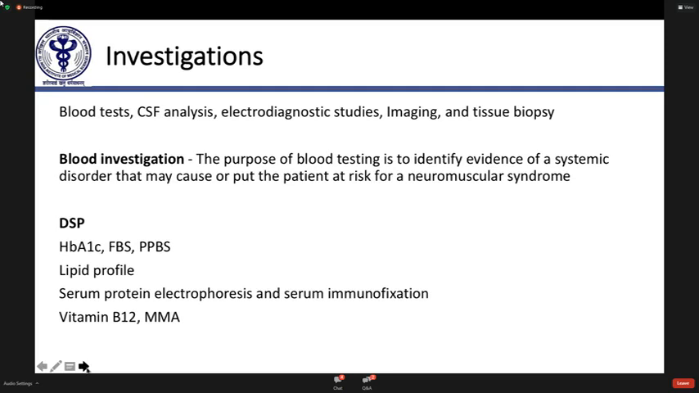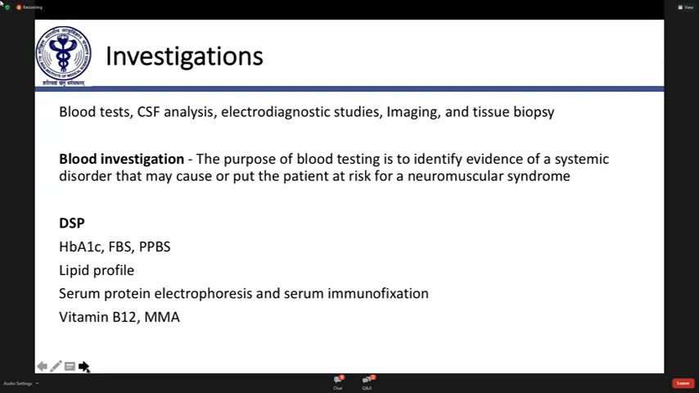You have blood tests, you have a CSF analysis, you have electrodiagnostic testing, you have imaging, and you have a tissue biopsy, a nerve biopsy. The purpose of blood investigation is usually to identify a systemic disorder that could cause or put the patient into a neuromuscular syndrome, and in a hereditary neuropathy, to identify a genetic cause for that.